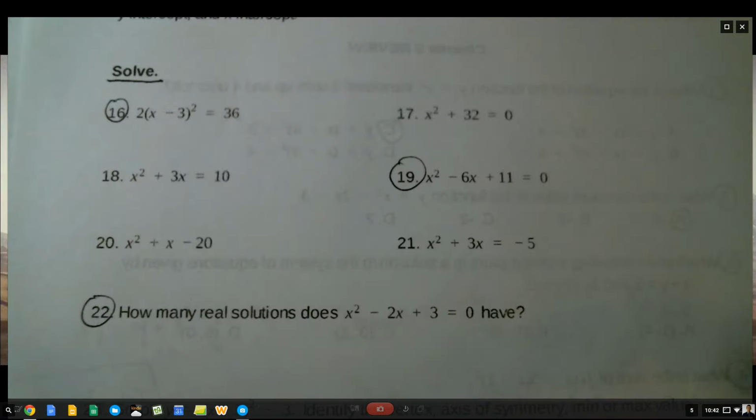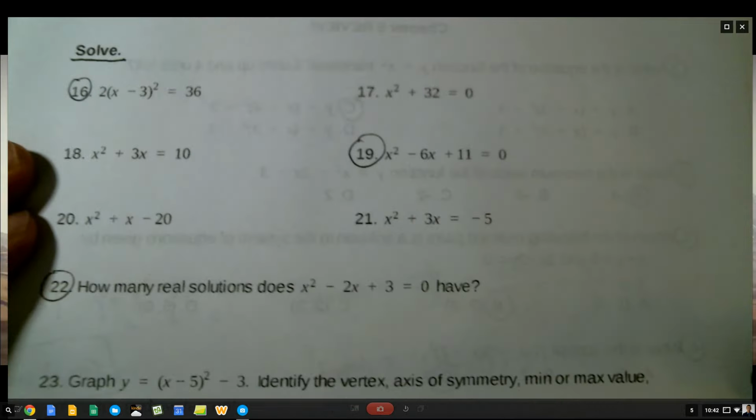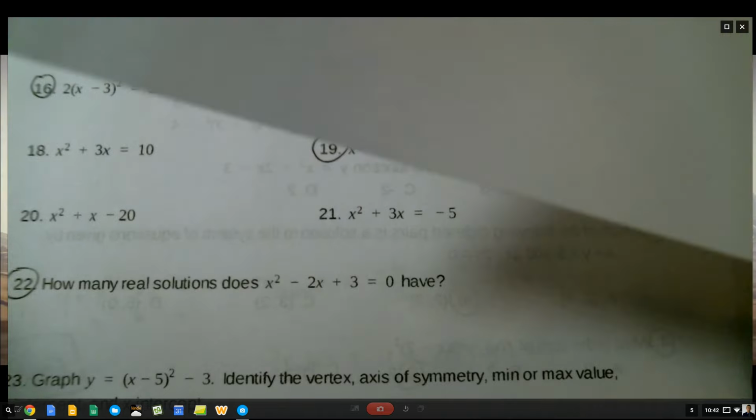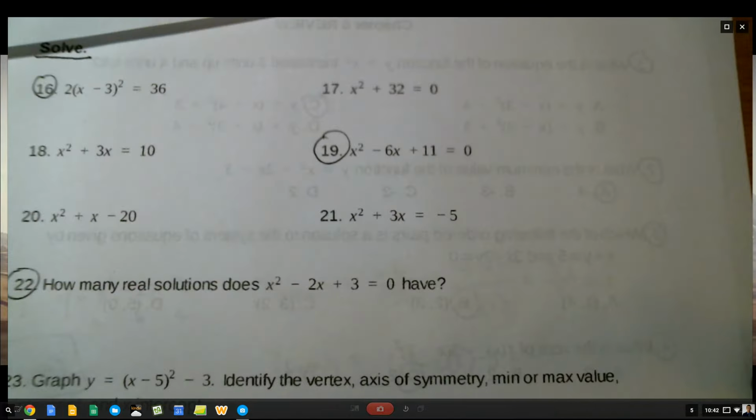That's number 16. And then we're going to do number 19. Number 19 says x squared minus 6x plus 11 equals 0. And once again, we want to solve for x. Number 19: we have x squared minus 6x plus 11 set to 0.